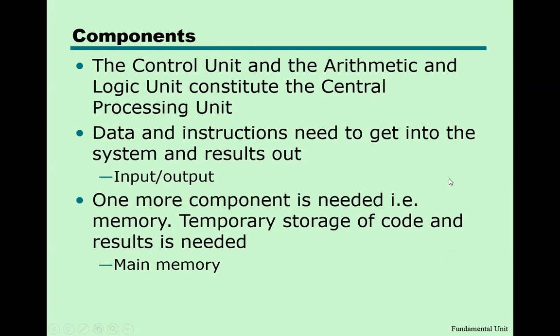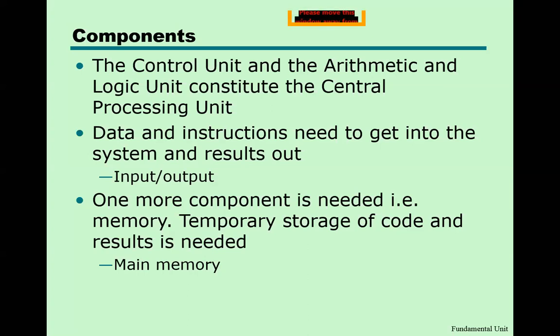So as I told you, I'm talking about the Von Neumann machine that was implemented at the beginning, when the computer was developed. At that time, according to the Von Neumann machine, there are mainly three components in the computer. The first component is the control unit and arithmetic logic unit. The control unit and arithmetic logic unit constitute the central processing unit, CPU. We have discussed this in the previous lecture.